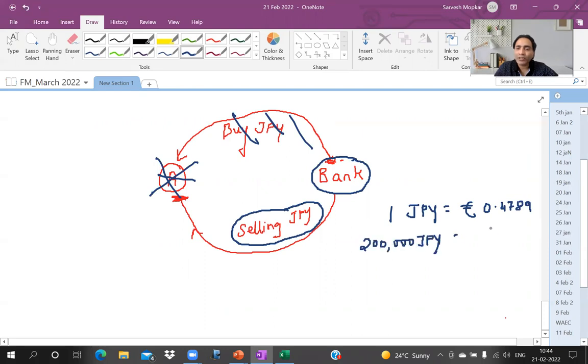Haven't we all studied this in school? At some standard, some grade, we have studied this, right? Basic arithmetic, which is called cross multiplication. So 1 JPY is 0.4789. 200,000 JPY is how much? So don't you think we are supposed to multiply these two and divide by one? So ignore divide because it is divide by one. So you are supposed to multiply, 200,000 multiplied by 0.4789. Fatima, you also divided, no?